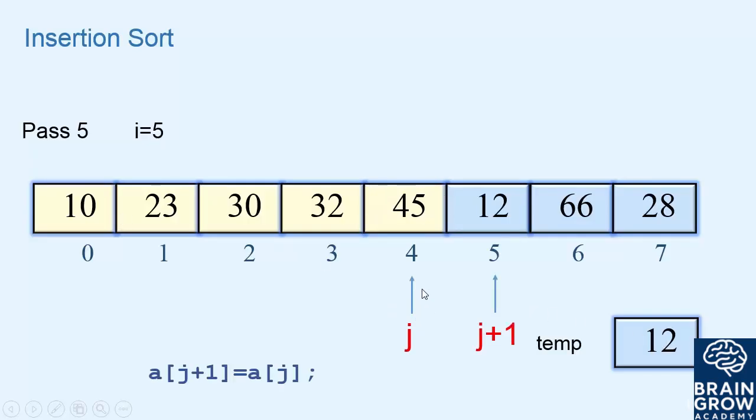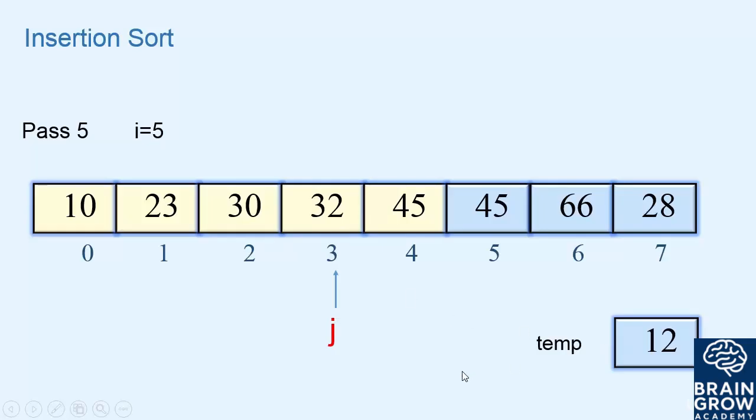So the inner loop will execute, and this 45 will be shifted to the right using this statement. Now j will be decremented. It becomes 3. Now again A[j] is greater than temp. So this loop will execute, and this 32 will be shifted to the right. Now j is decremented. It becomes 2. Again A[j] is greater than temp. So the inner loop executes, and this 30 is shifted to the right using this statement. Now j becomes 1. Again A[j] is greater than 12. So the inner loop executes, and 23 is shifted to the right.